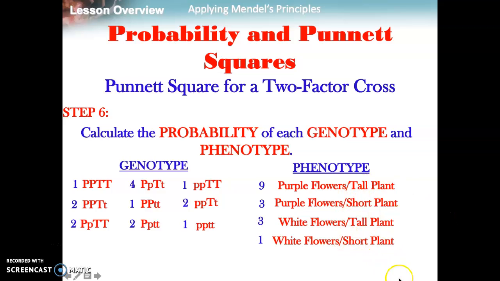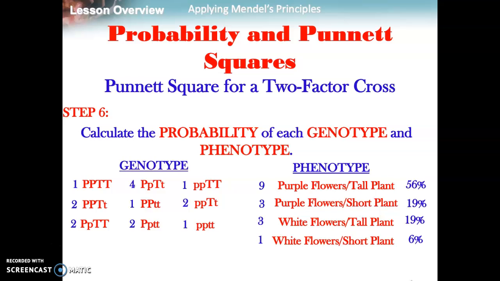We take 9, divide by 16, and there is a 56% chance that these 2 plants would produce plants with purple flowers and that have tall stems. There is a 19% chance that they'll have purple flowers with short stems. 19% chance they'll have white flowers with tall stems. And finally, there is a 6% chance of offspring with white flowers and short plants.